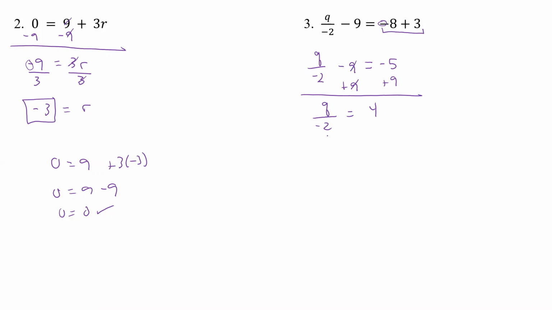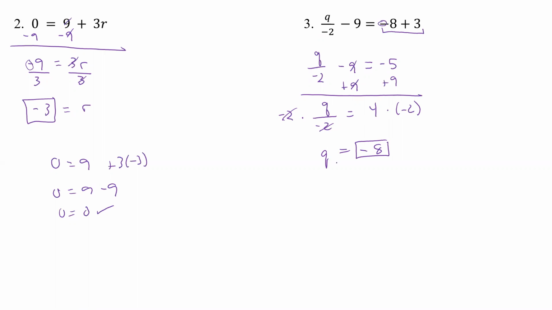So now we have to solve for this q. So how do we get rid of that? Well, that's q divided by -2. So to get rid of that, you have to do the opposite. So you multiply by a -2 because -2 divided by a -2 is 1. And so those cancel and we just get q. But remember, what we do on this side, we have to do on this side as well. So 4 times a -2 is -8.